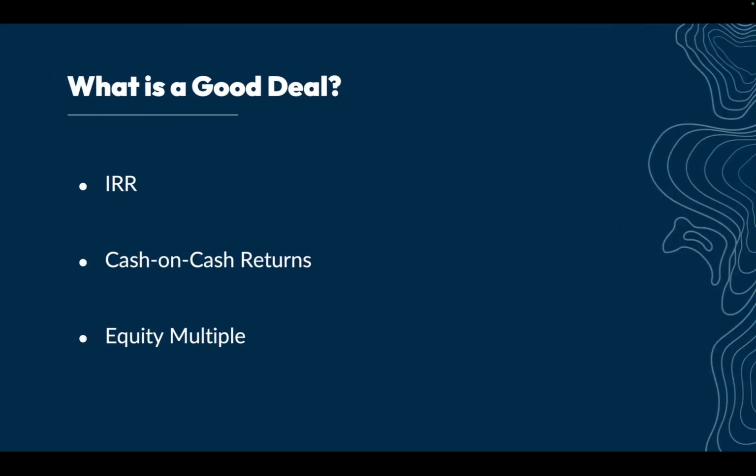So when you think about commercial real estate, you're going to analyze a deal and you're going to say, what is a good deal? There's three metrics you really want to look at. There's IRR, there's cash on cash returns, and then there's equity multiple. Let's start with IRR.